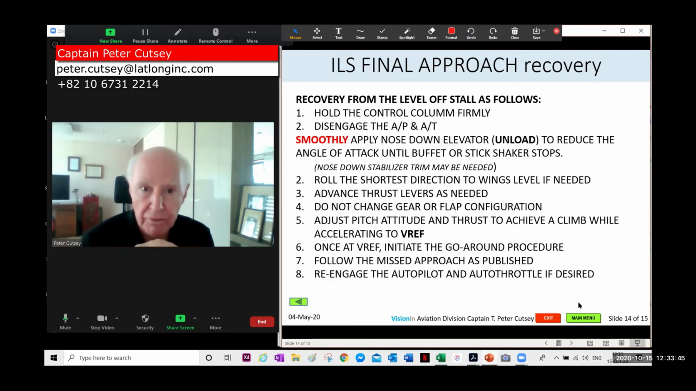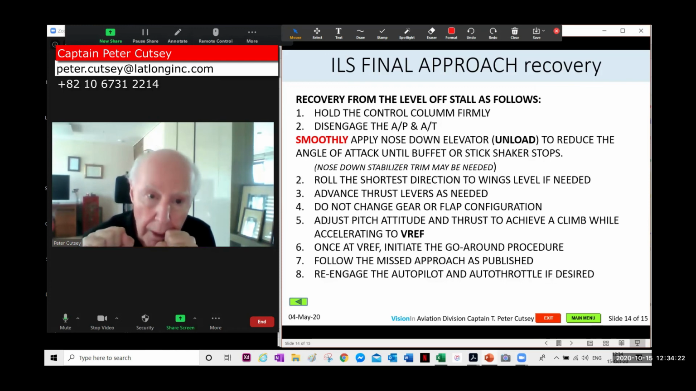So the recovery is hold the control column firmly, disengage the autopilot and autothrottle, smoothly apply nose down elevator, unload to reduce the angle of attack until buffet or stick shaker stops. Roll the shortest direction to wings level if needed. Advance thrust levers as needed. Now remember, as you're descending and you want to accelerate through to VREF, if you put on full thrust, the aircraft is going to pitch up accordingly, and you'll never end up accelerating to VREF.